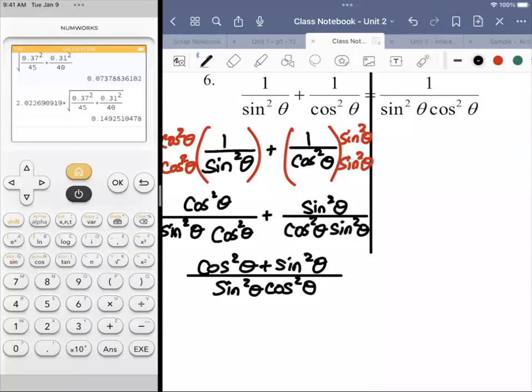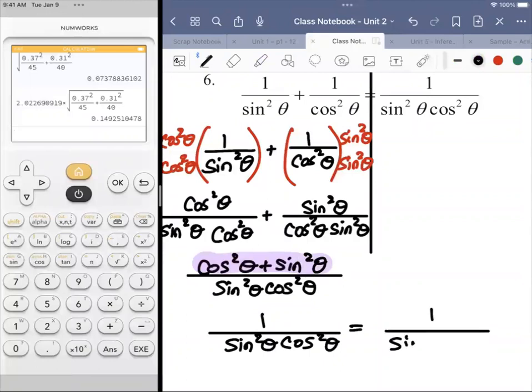The top needs to somehow become a 1. Fortunately, we have our Pythagorean identity, which tells us cosine squared theta plus sine squared theta is equal to 1. On the bottom, I still have my sine squared theta, cosine squared theta, which is equal to the other side of the equation. And so there you go.